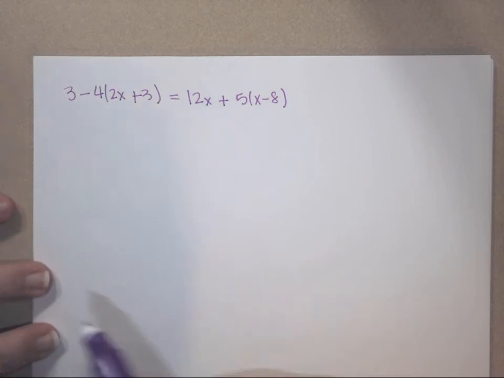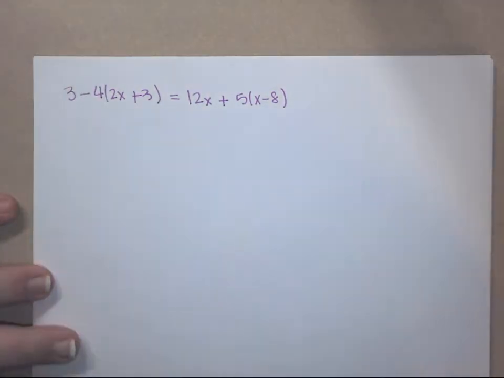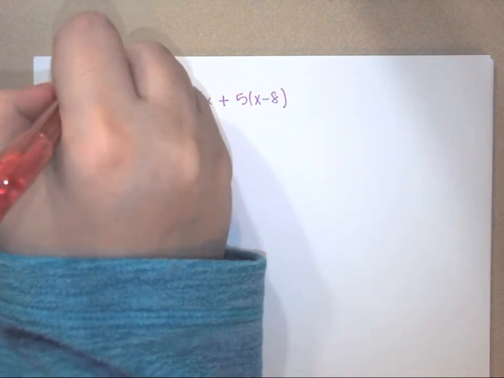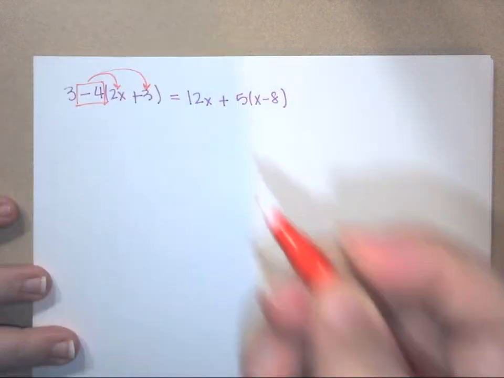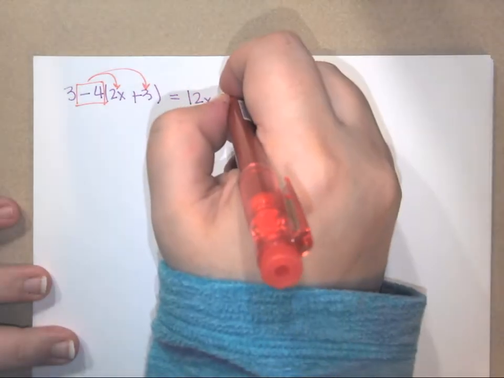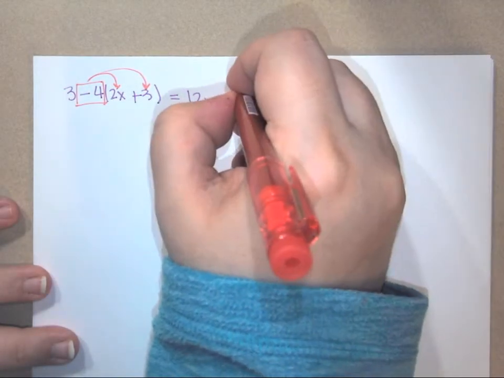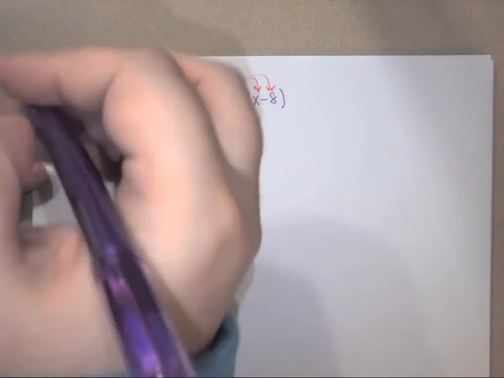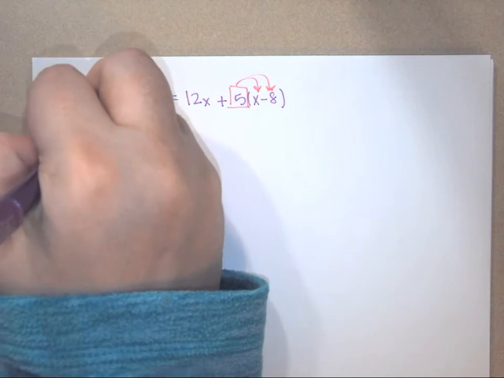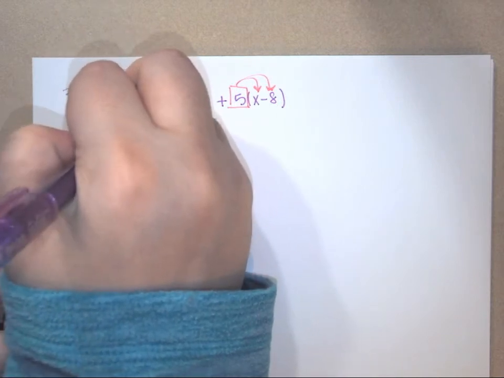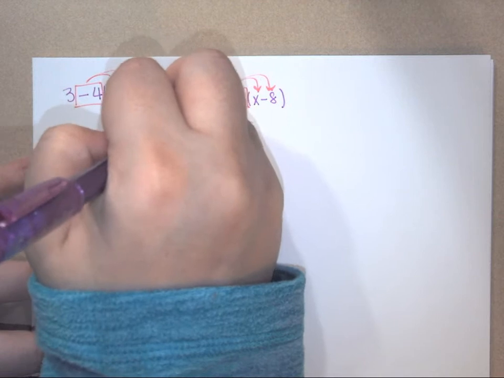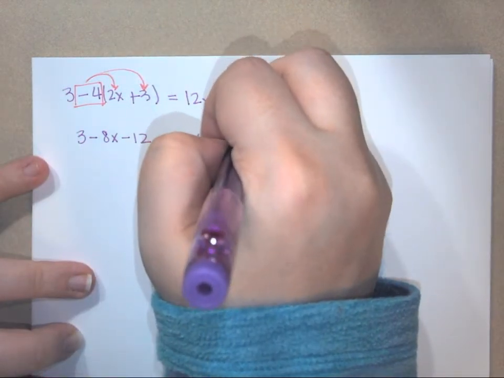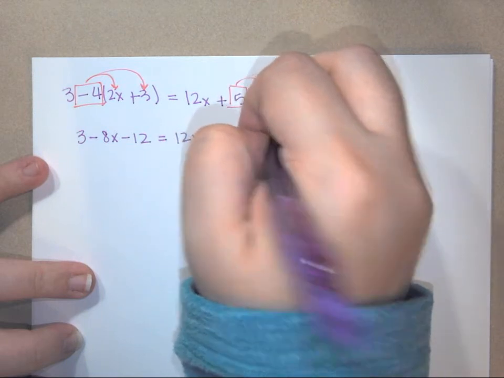One of the first things we need to do is take this negative 4 and distribute it through the parentheses. We also need to take this 5 and distribute it through its parentheses. So we're going to end up with 3 minus 8x minus 12 is equal to 12x plus 5x minus 40.